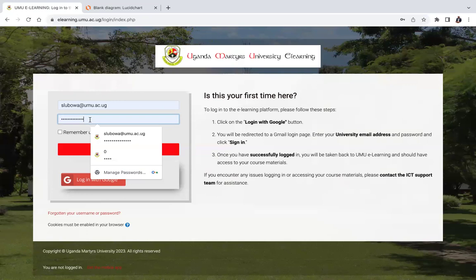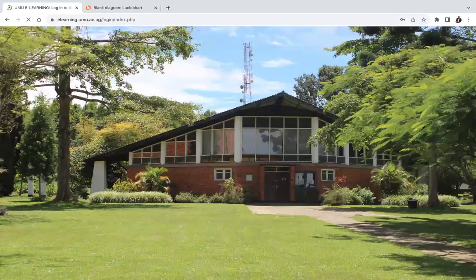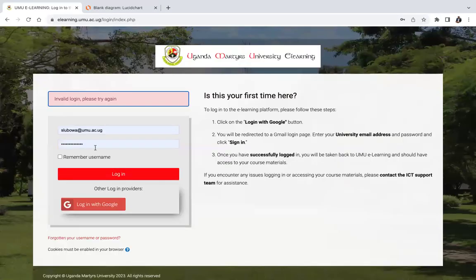If we put a wrong password here, what is going to happen? You see that the system returns an error message, invalid login, please try again. So this does not happen by mistake. It is designed.